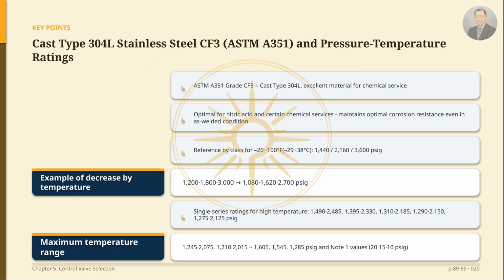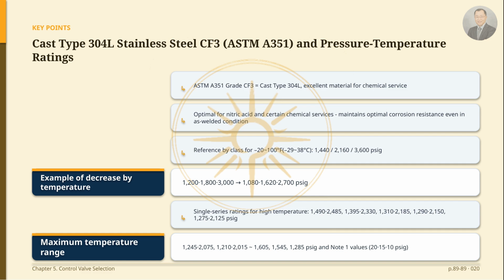Looking at the pressure temperature ratings, in the range of minus 29 degrees Celsius to 38 degrees Celsius, the ratings are 1440, 2160, and 3600 sig by class. As the temperature rises, they decrease to 1200, 1800, and 3000, and then to 1080, 1620, and 2700.